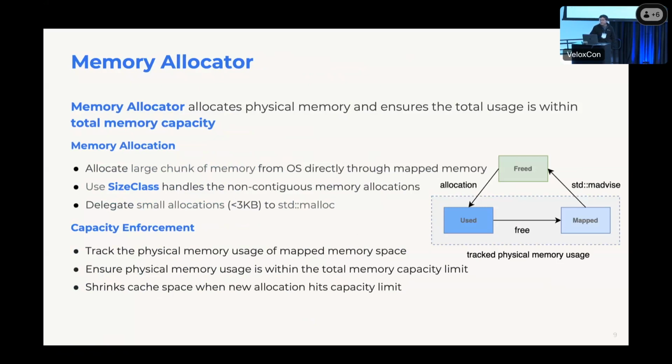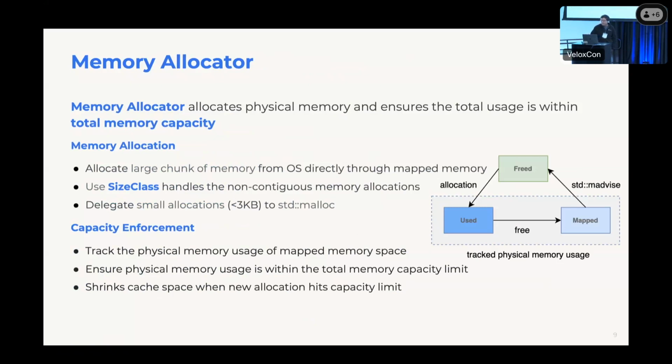For small memory allocations, like smaller than 3 kilobytes, we allocate from std malloc, and we only expect very few ad hoc query allocations to go to this category. We mentioned that the memory allocator provides all the memory usage in the Velox runtime system, for both the cache and the queries. The allocation also takes 2 steps. First, when the memory allocator receives a new allocation, it checks whether the new allocation is still within the capacity limit. If it's not, the memory allocator will shrink the cache space to free up space. Then we retry the allocation and proceed.